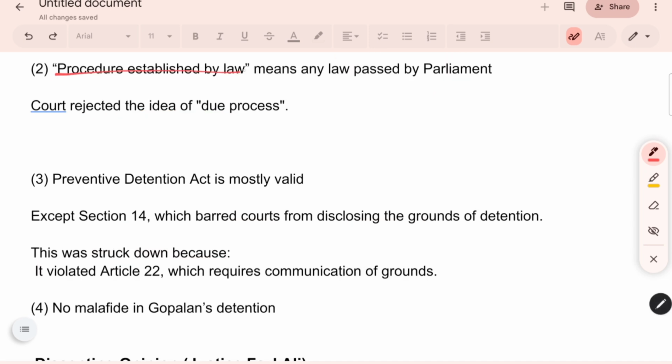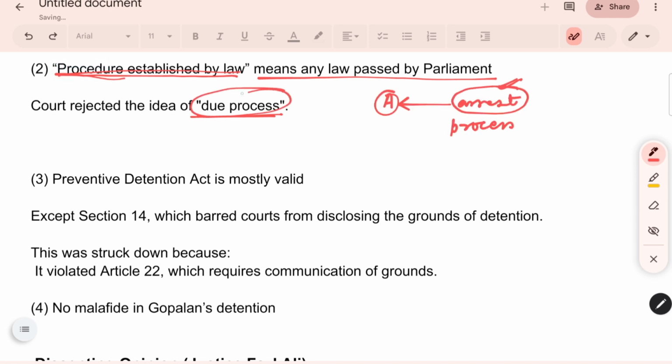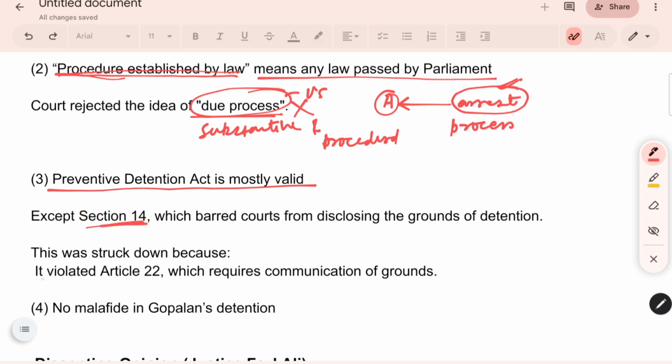Then, procedure established by law means any law passed by the Parliament. The court rejected due process. See, procedure established by law means that you can only challenge the procedural law. On the other hand, due process of law means you can challenge both substantive as well as procedural law. Then third, the Preventive Detention Act is mostly valid except for Section 14. It was struck down because it violates Article 22. And lastly, the court said that Gopalan's detention was not malafide, it was legal.